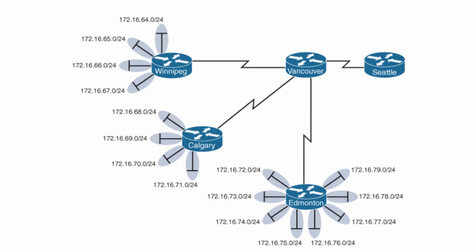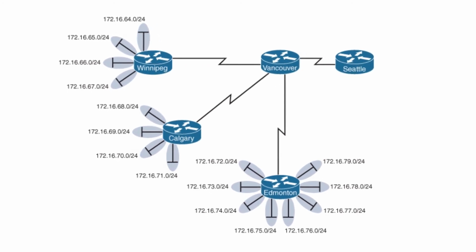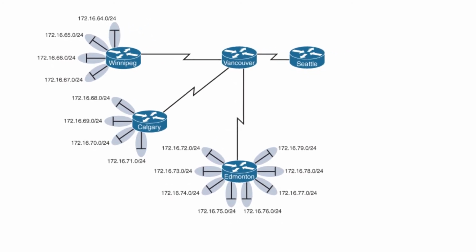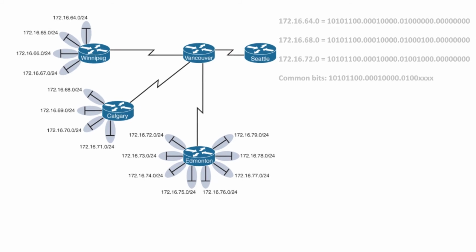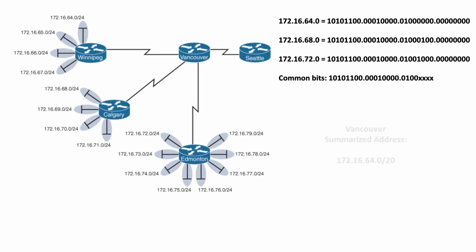Yes, you can summarize Vancouver's routes to Seattle. You continue in the same format as before. Take the routes that Winnipeg, Calgary, and Edmonton sent to Vancouver, and look for common bit patterns. Because there are 20 bits that are common, you can create one summary route for Vancouver to send to Seattle: 172.16.64.0/20.